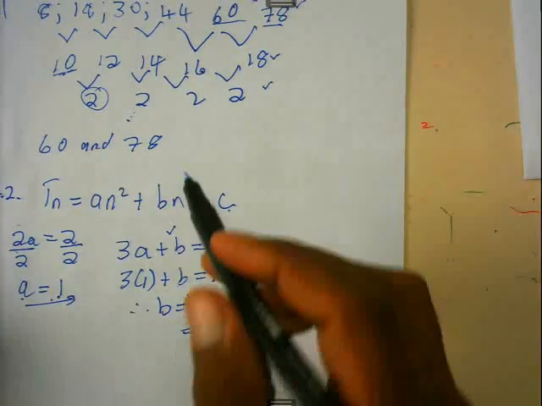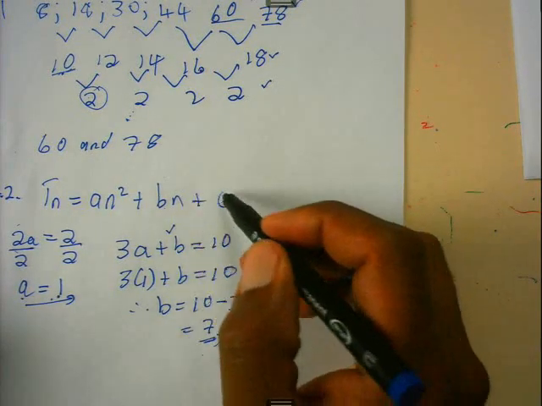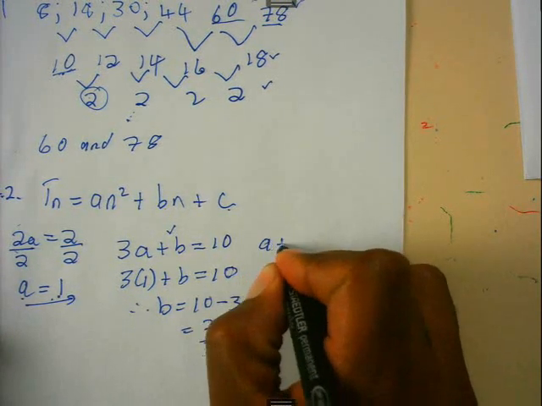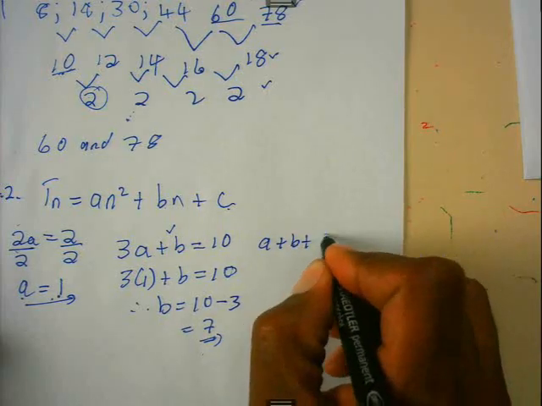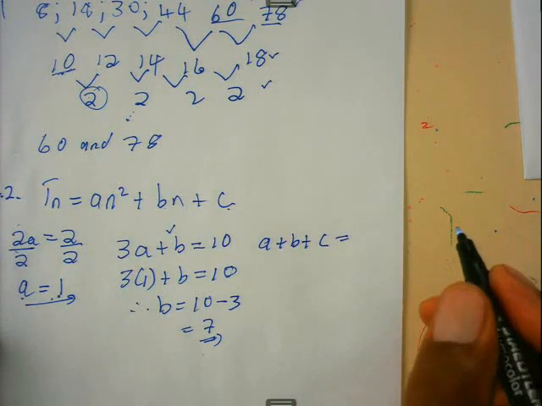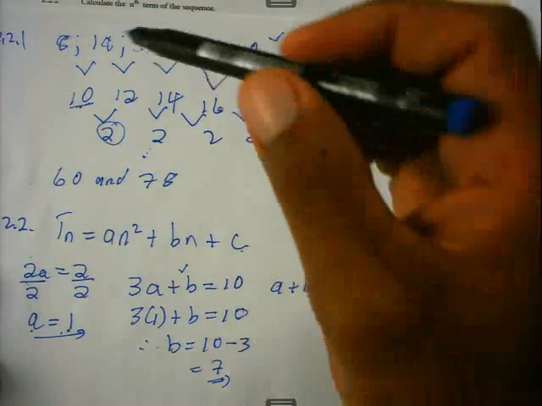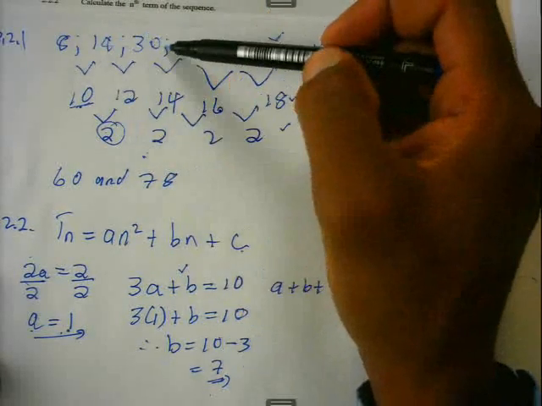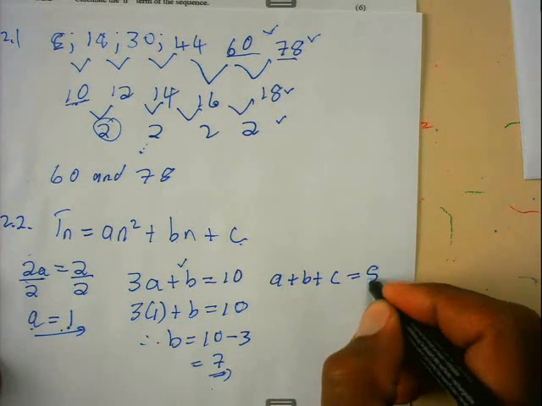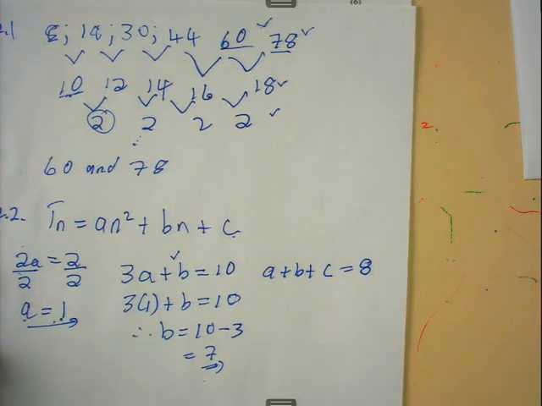Right. Now you can see from this general term, we are left with c. Now, the question will be, how do I determine the value of c? Of course, we need the first term, which is a plus b plus c. What is a plus b plus c? It is our first term. Now you go to our pattern to say, what is the first term here? The first term here is 8. Now it means we take a plus b plus c, we equate it to 8.